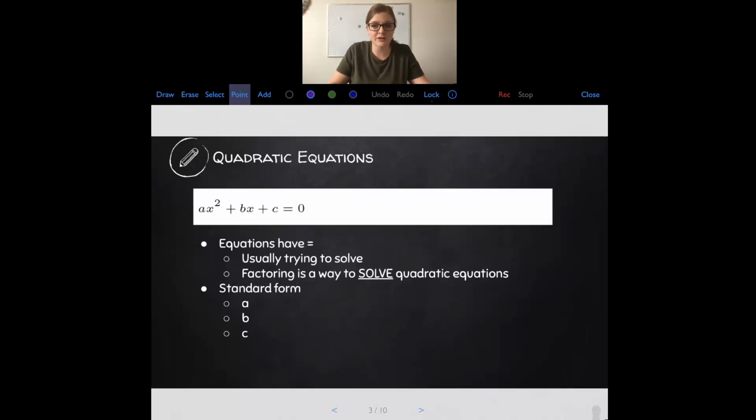Okay, so as you're going through the problems, pay attention to, one, if you're being asked to factor or solve, and also if there's an equal sign or not. Okay, in standard form, a is the coefficient, or the number in front of x squared, b is the coefficient or number in front of x, and then c is the constant. Okay, it doesn't have a variable next to it, and this is the standard form of a quadratic equation.